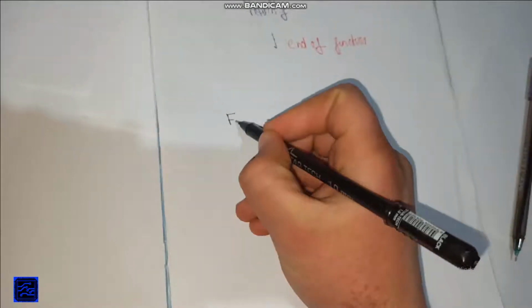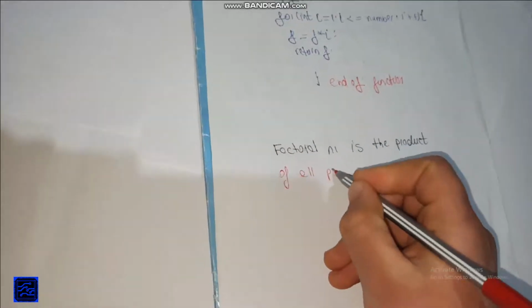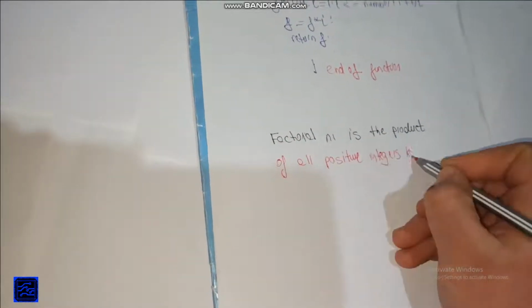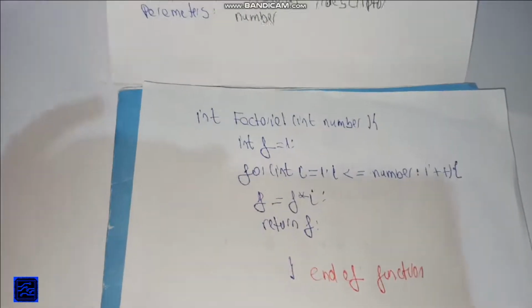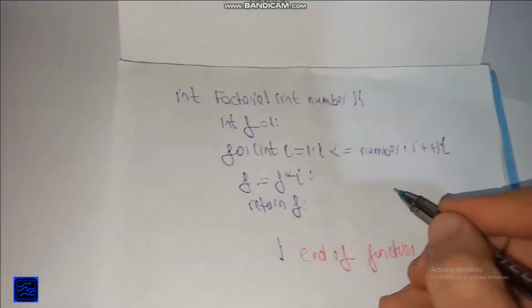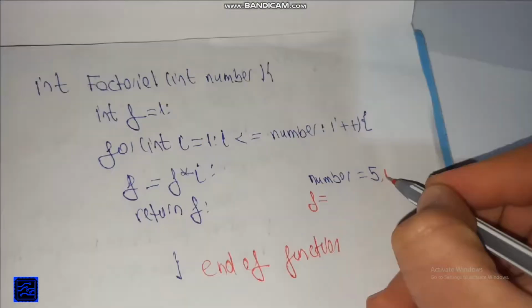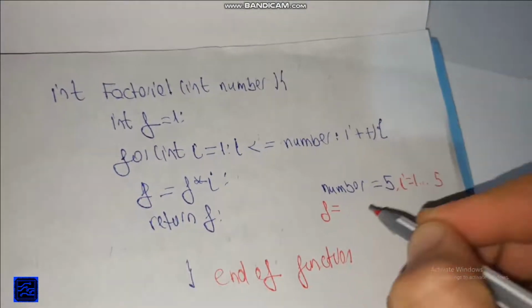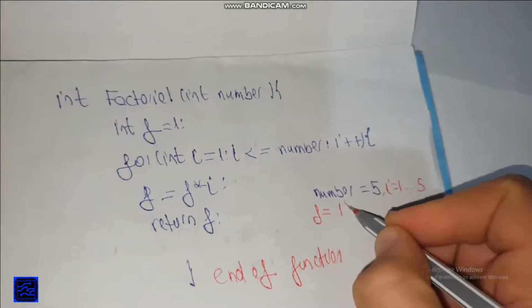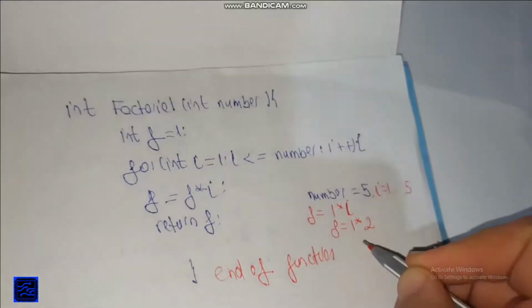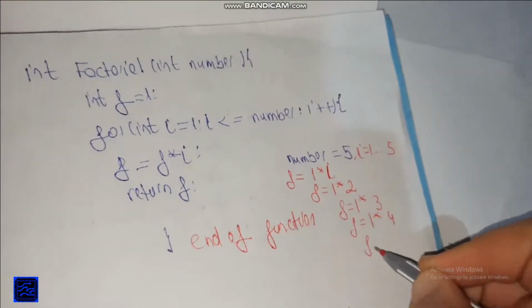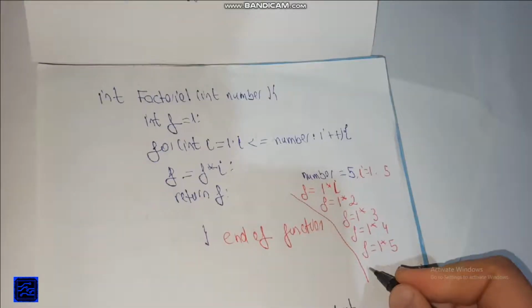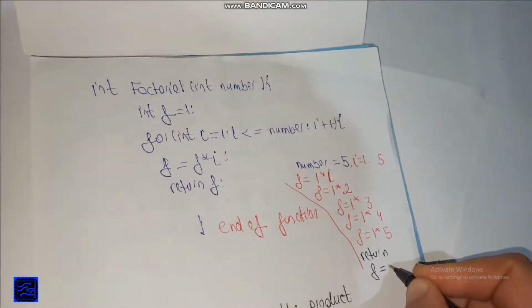Factorial is the product of all positive integers less than or equal to n. The formula is here for our function. If we take number equal 5, i is from 1 to 5. Factorial is 1 times 1, 1 times 2, 1 times 3, 1 times 4, 1 times 5. At last we'll return f equal 120.